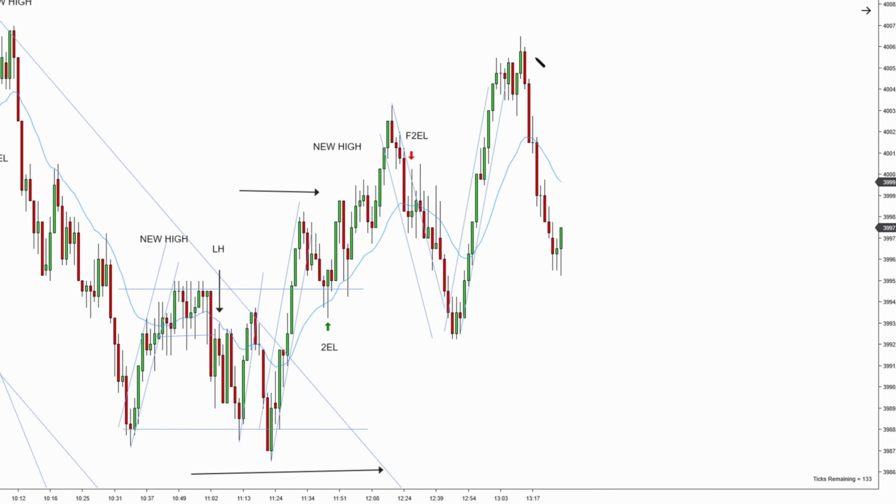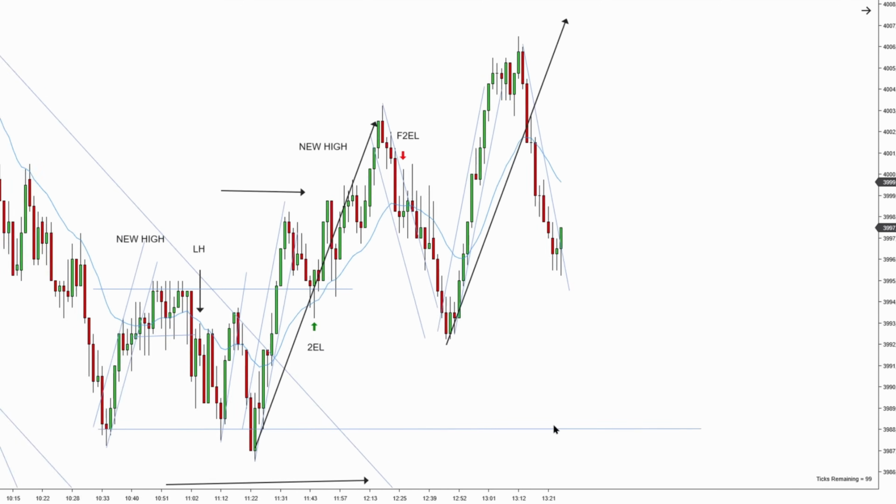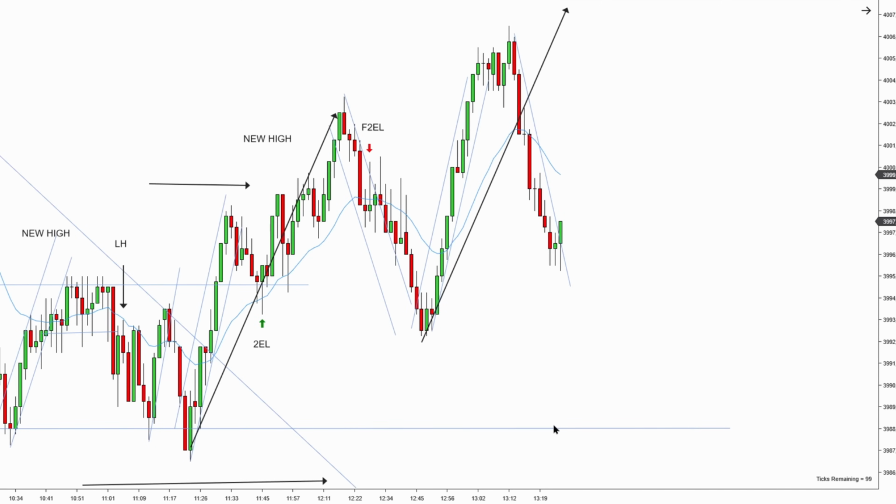Okay, so notice, if I zoom back, I can see that we have a larger two-legged pullback. First leg up, pullback, second leg up. Once we have such a massive push down, at this point the bearish bias is resuming. You had a larger two-legged pullback and you now expect prices to create a new extreme for this downtrend to the left. So the bias is bearish and I'm looking for high probability setups to sell.